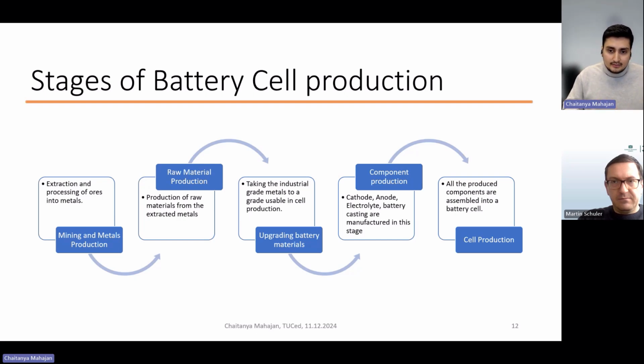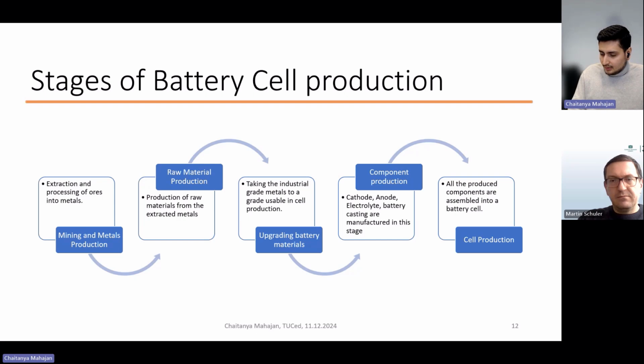To make battery cells, we need cathode, anode, electrolyte, battery casing, and all the structure that comes with the battery. That is the fourth step in battery production, which is components production. And in the end, all of these are combined together to make a single cell. So these are the five major stages during battery production.